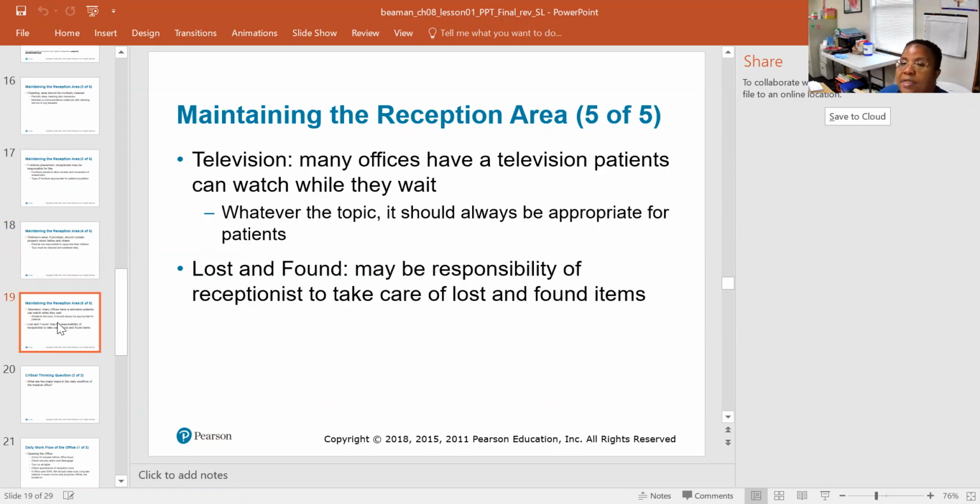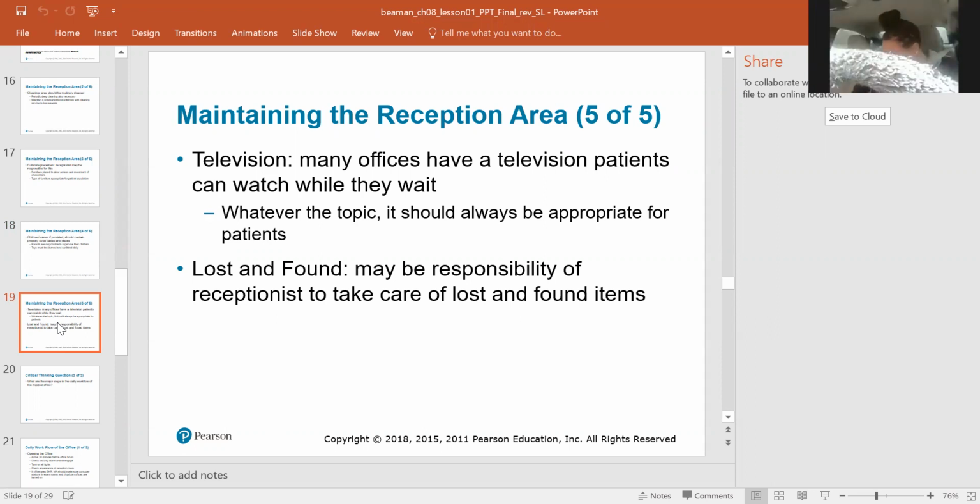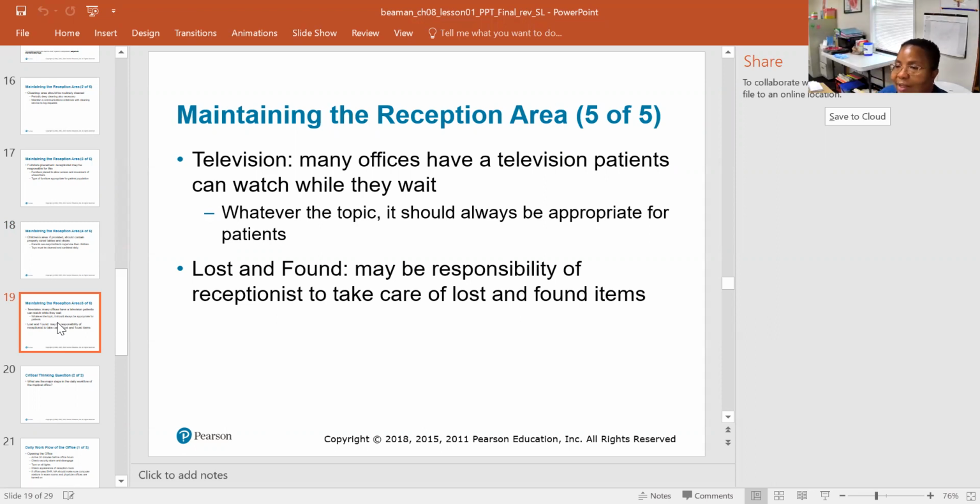Television. Many offices have a television patients can watch while they wait. A lot of doctors' offices you go to have televisions about diabetes, hypertension, medical issues. Whatever the topic, it should always be appropriate for the patient. You can't put on Missy Elliott or BET. You can't do that. Or movies with a love scene, that's just not appropriate.